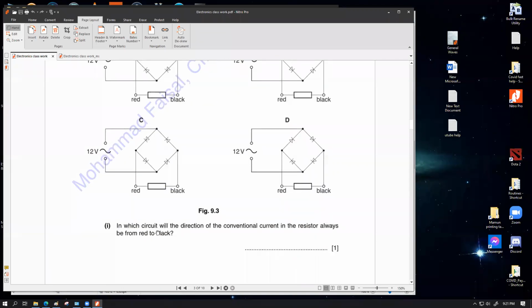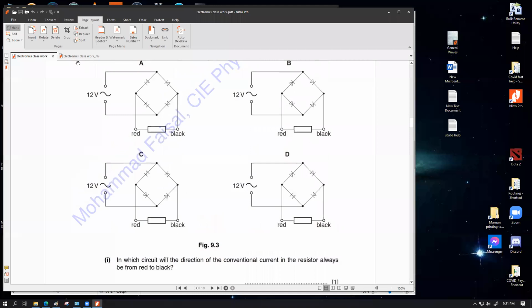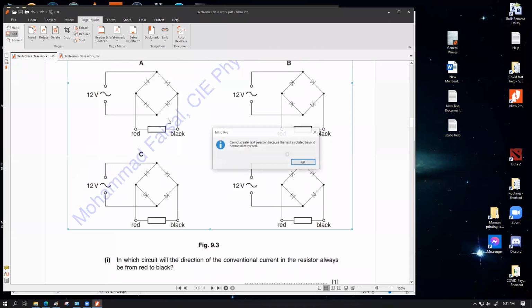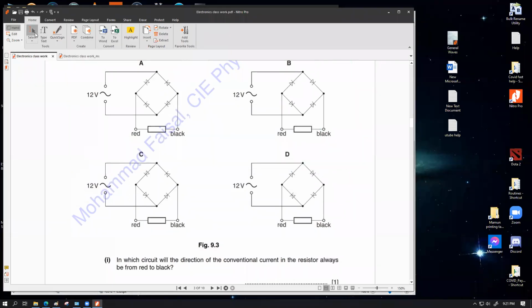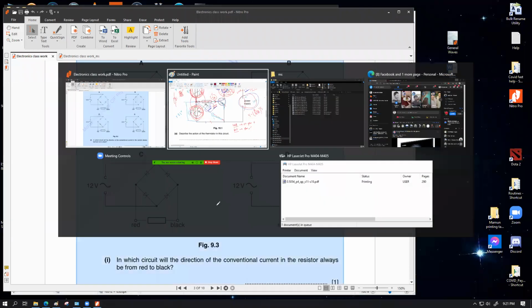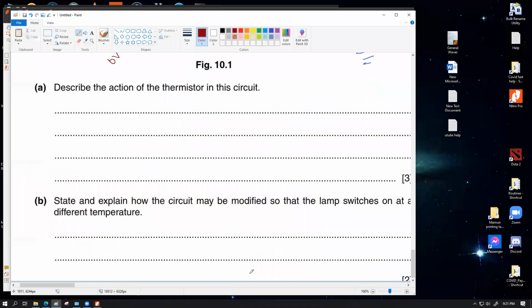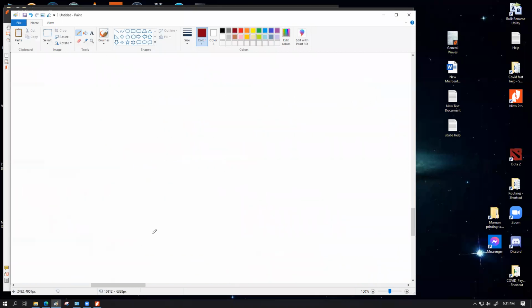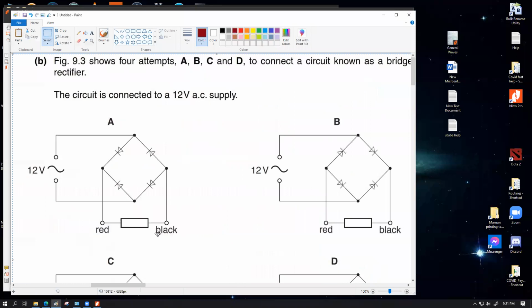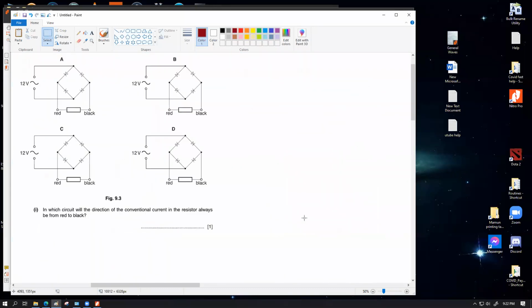Oh, it is. In which circuit will the direction of the conventional current in the resistor always be from red to black? Beautiful question. So we have to do some work for it. Let's give it a try.